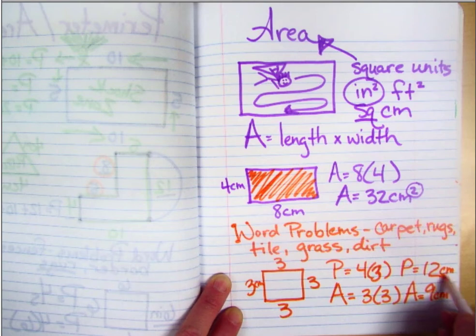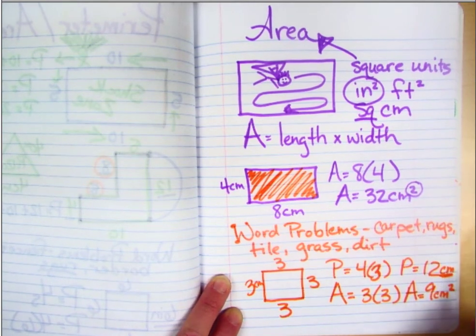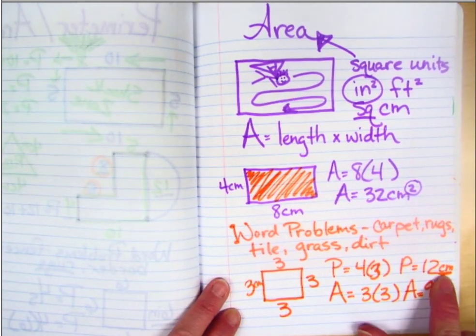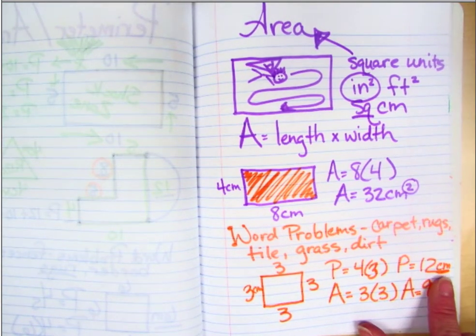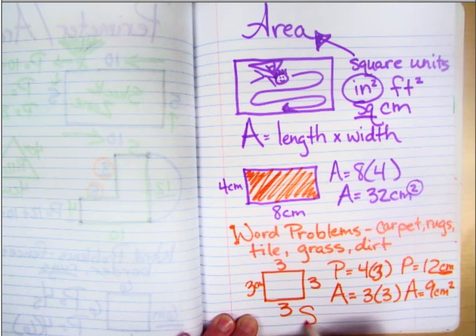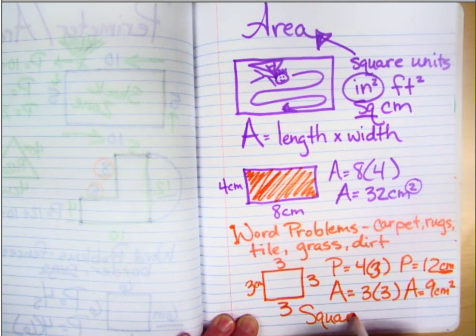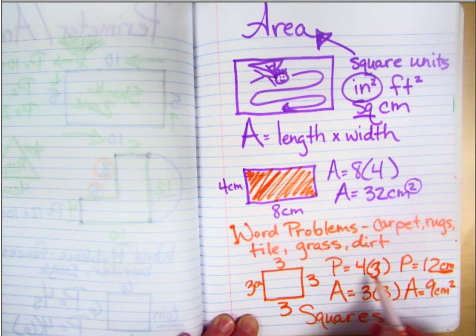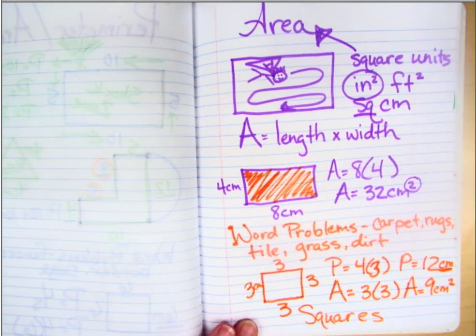Perimeter will always have just a unit by itself. It's not going to have any exponents. It's just going to be plain centimeters, plain feet, plain inches. That's it. So be really careful when you're doing squares, because squares are going to look really different between perimeter and area.